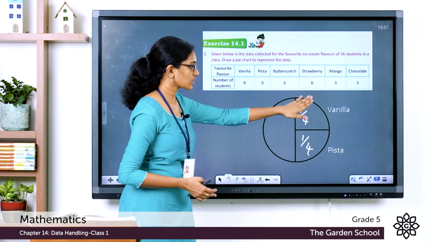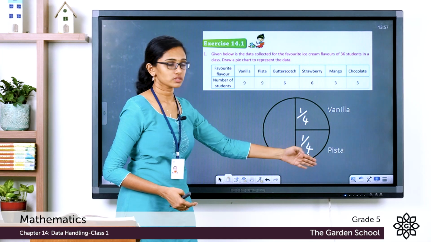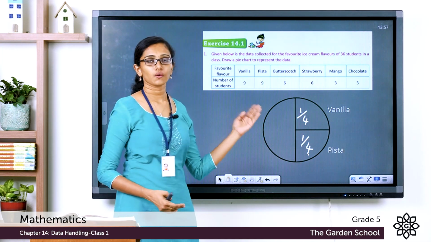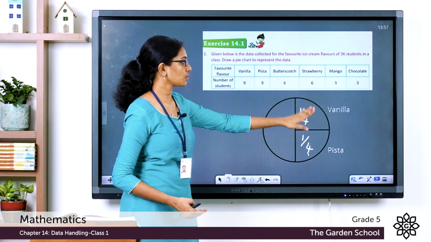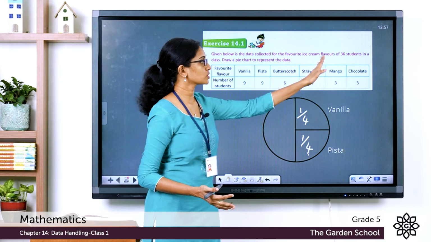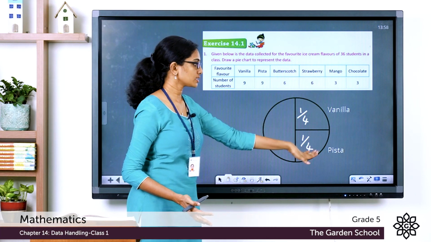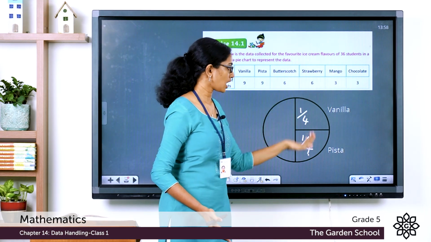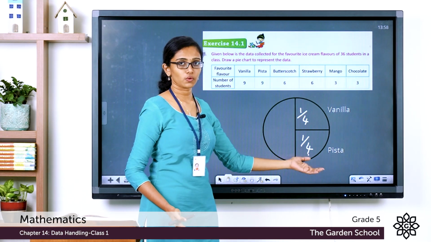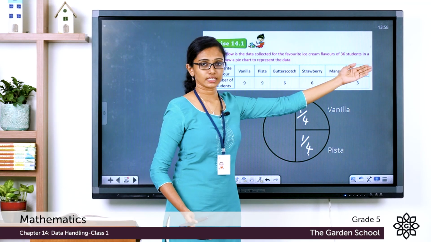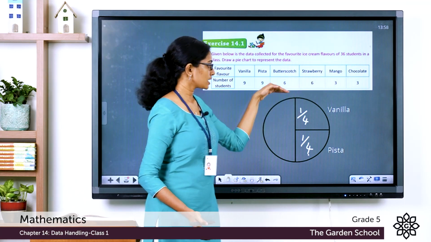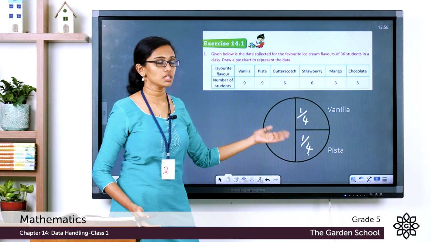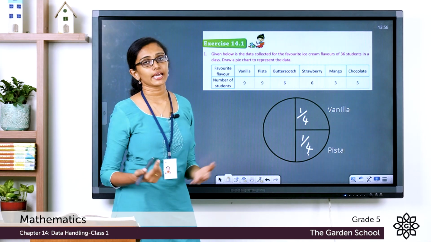So now that we have covered 2 1/4s, which means 1/2 of the circle, it means we have covered the case of half of the students. That is, we have considered the case of 18 students in the class. So these 2 1/4s represent 18 students in the class, which is half of 36. Now the other half of this circle represents the remaining 18 students.